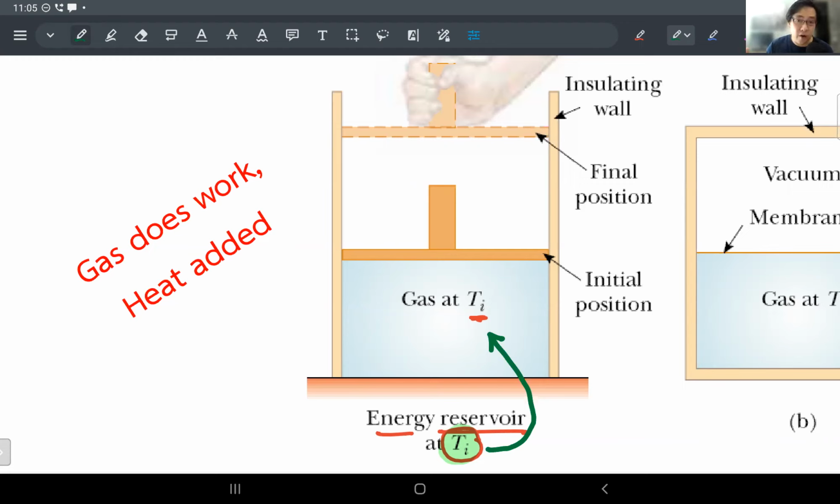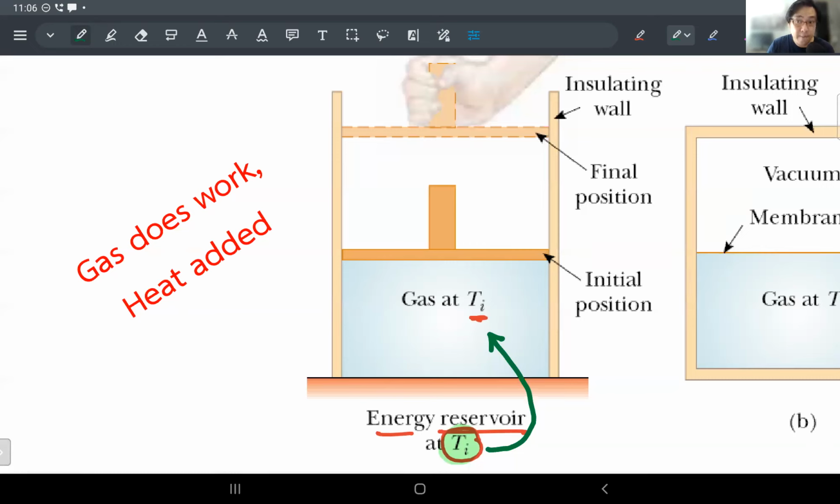Now, because it's a reservoir, if it's a water reservoir, for example, you can dump some water into it and the level of the water won't change. You can steal some water from the reservoir, and the water level won't change. Same thing over here. You can steal some energy from the environment, or dump some energy to the reservoir, the environment in this case, and it won't change anything. So this scenario is trying to express the constant temperature process.